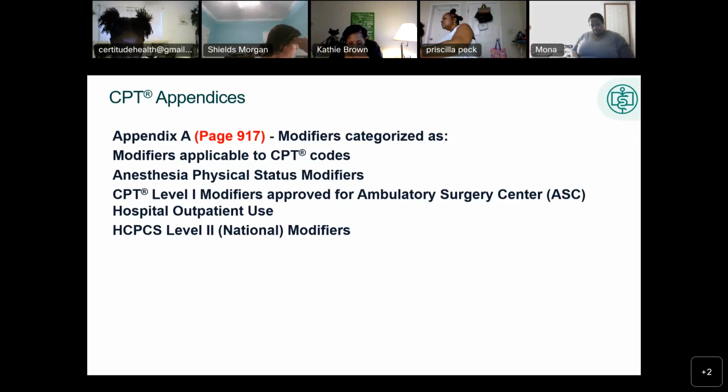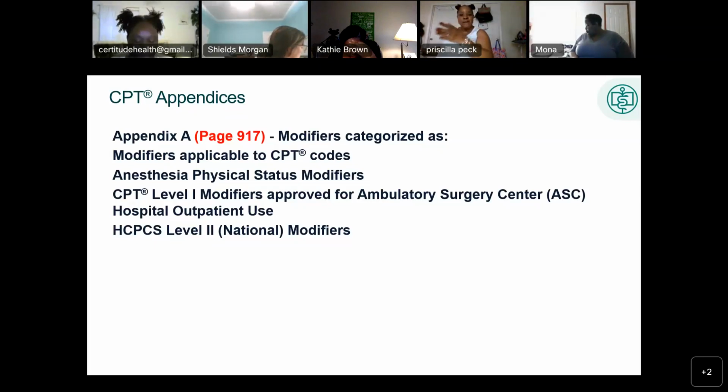So what is the clarification? What code is it? 49321. Yeah, it's going to be that one. So you don't use 58900 at all? The excision 58900 would only be used if it was an open procedure. So excision is to cut open? Yes.